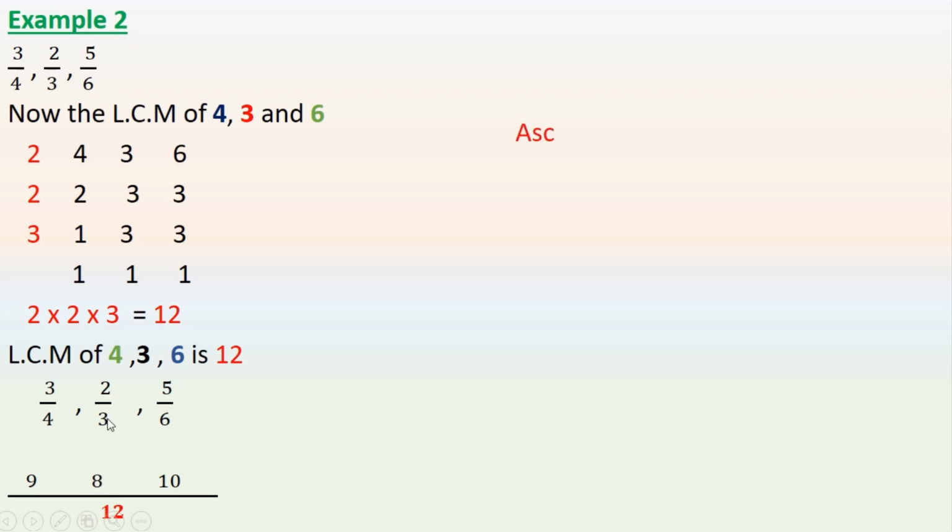So let's arrange it in ascending order and descending order. So let's arrange the first one. In arranging in ascending order, we will look at the number that is the least. Here, the least number is 8, which is 2 over 3. Followed by 9. You can see 9 here has 3 over 4. And then the biggest number is 10, that has 5 over 6.